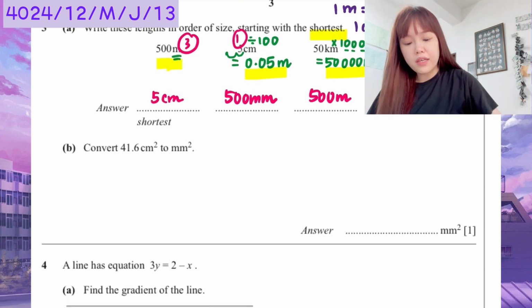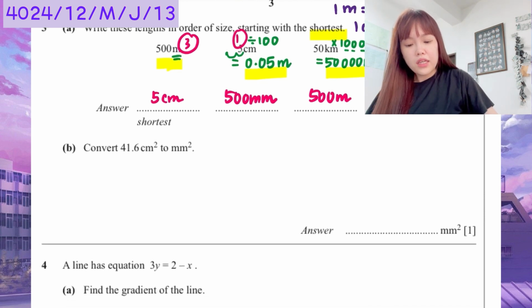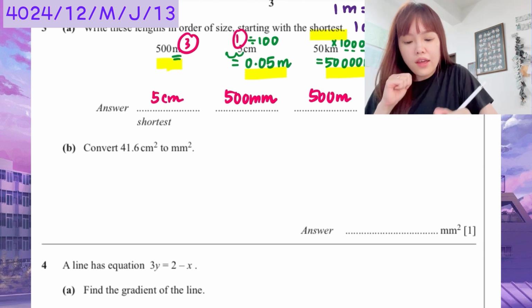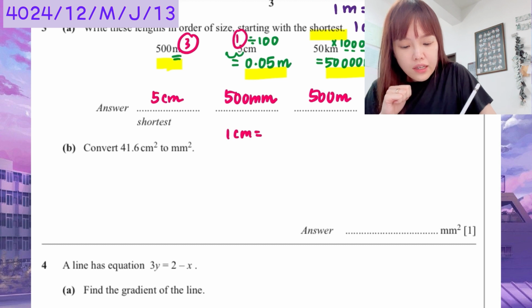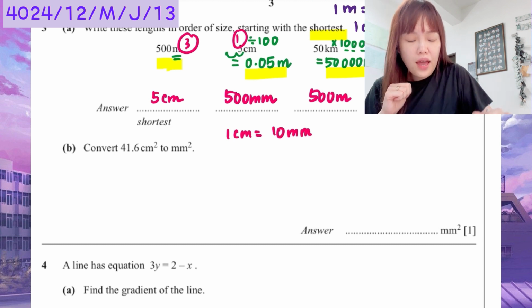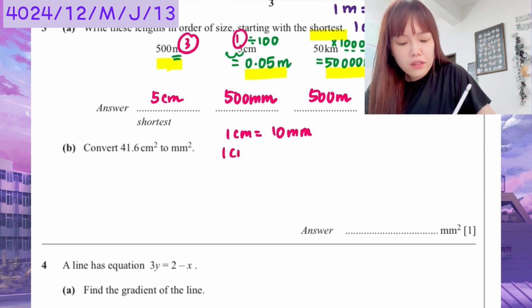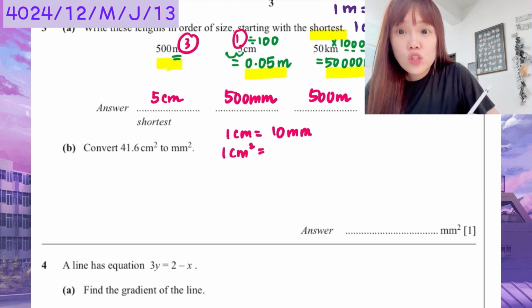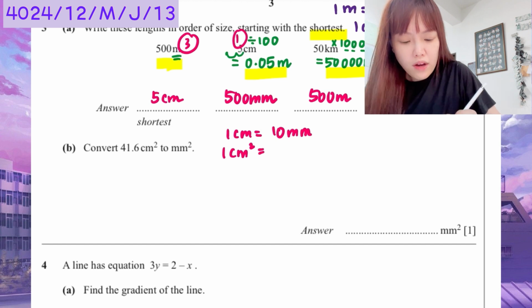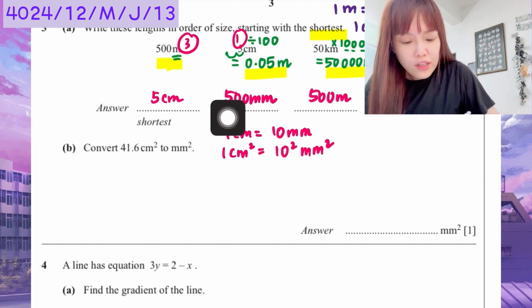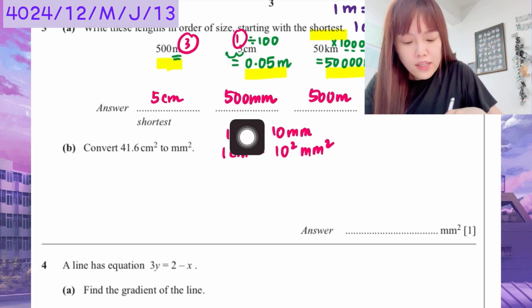So now let's look at 3B. 3B, this is centimeter square to millimeter square. If 1 centimeter is 10 mm, I already wrote it down in the previous question here. But if we include the square, it will be 10 square. So everything square here. So 1 centimeter is 10 mm.